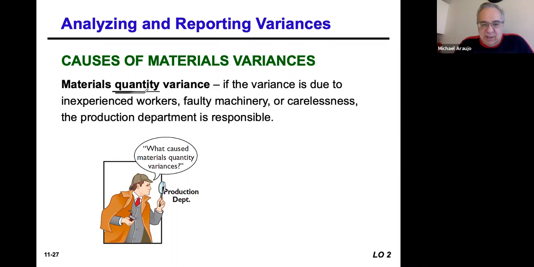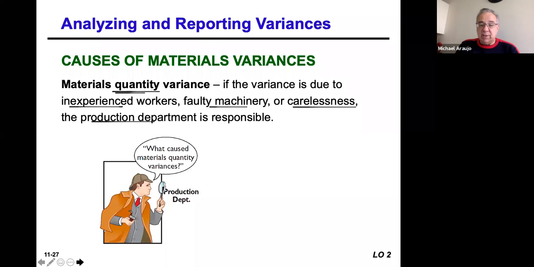What about the quantity? Well, sometimes you might have machinery that's not working all that well, and thus it's not using the quantity very well. You might have a number of inexperienced workers that might go through quantity a little bit too much. There might be waste, carelessness involved. And so the production department is going to have to look at what exactly caused the quantity to be off so much. And of course, it was unfavorable.